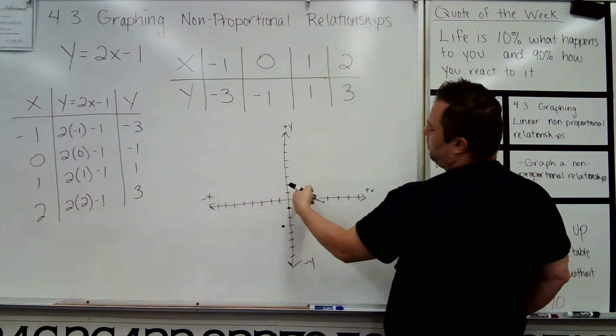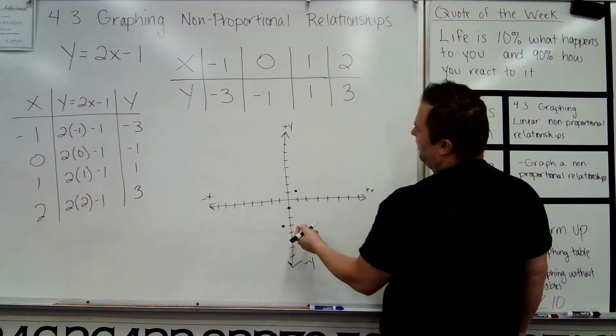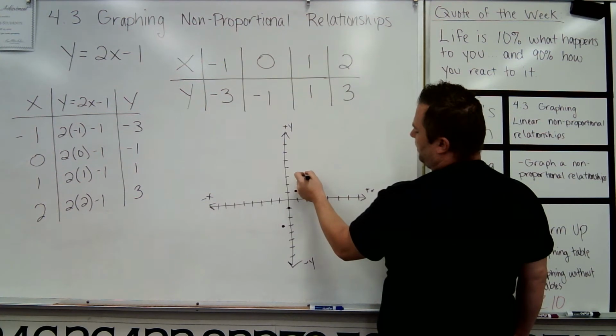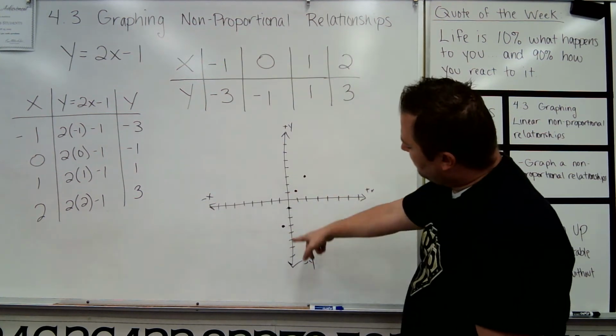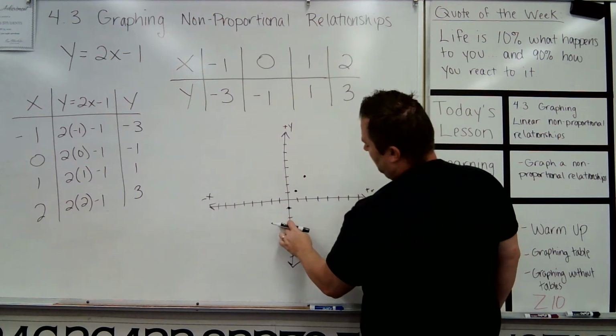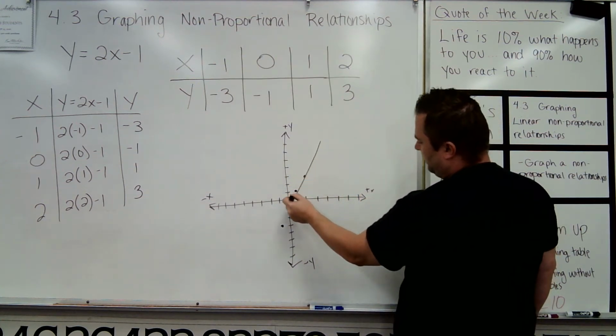When x is 1, y is 1. So it's a dot somewhere right there. And then when x is 2, y is 3. It's going to be somewhere right there. If you'll notice, it starts to make a line. Now, my line isn't the best at the moment, but it's a good sketch to give me an idea of what my line would look like. It would look something like this.